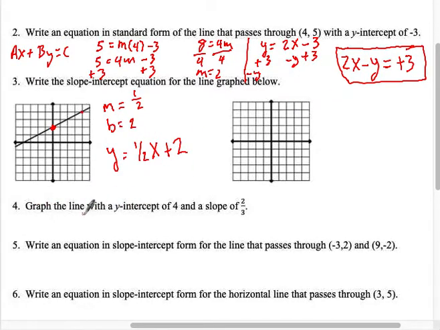Next, we need to graph a line with the y-intercept of 4 and a slope of, does that say 2/3? Yeah. Okay. A y-intercept of 4. 1, 2, 3, 4 is right there. And 2/3, that's a rise of 2 and run of 3. I can't rise 2, so I need to go down 2. And then to make a positive slope, I would go left 3. 1, 2, 3.